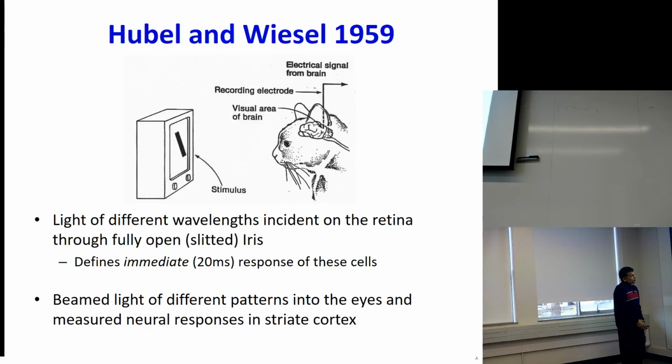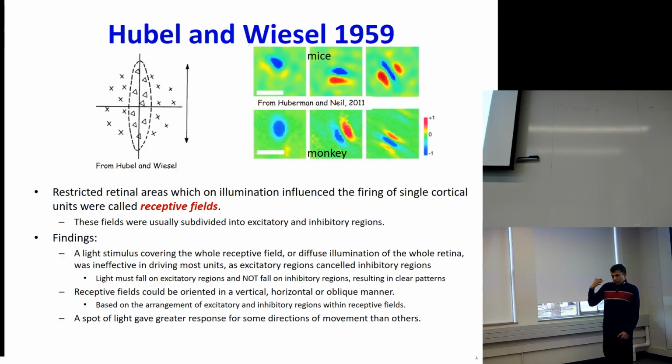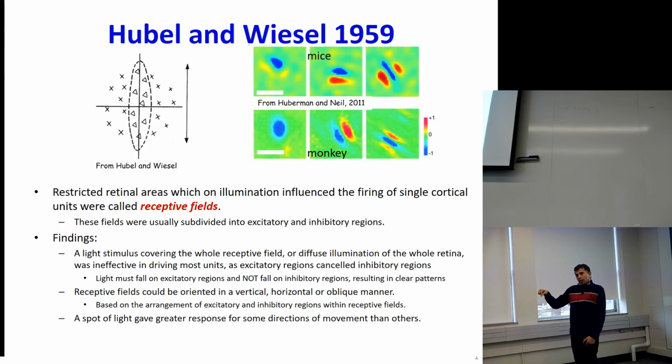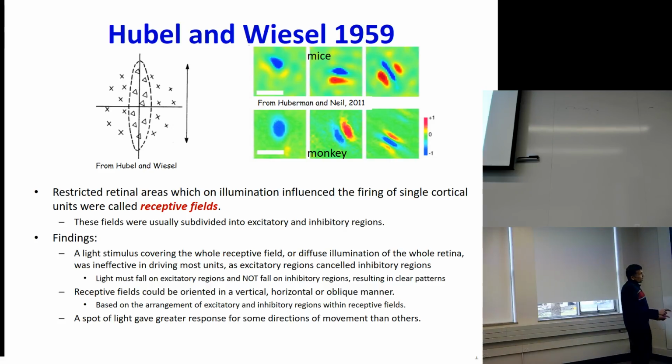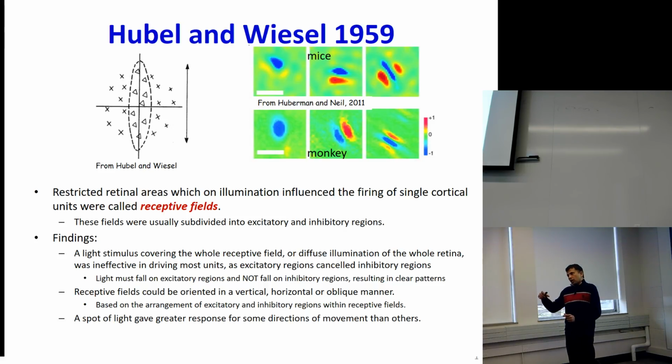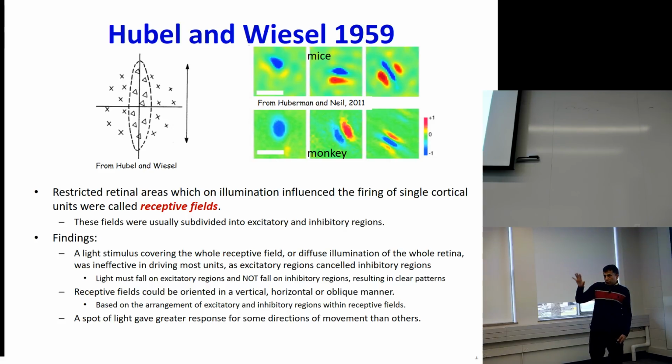And here's what they found. So they beam these different visual patterns into the eye and figure out when any specific neuron fires. And they found that neurons had responses like these. Each neuron would respond to light of a specific pattern. Now, if you just had uniform light over the entire visual region, the neuron wouldn't fire. On the other hand, if you had very directed patterns, the neuron would fire.